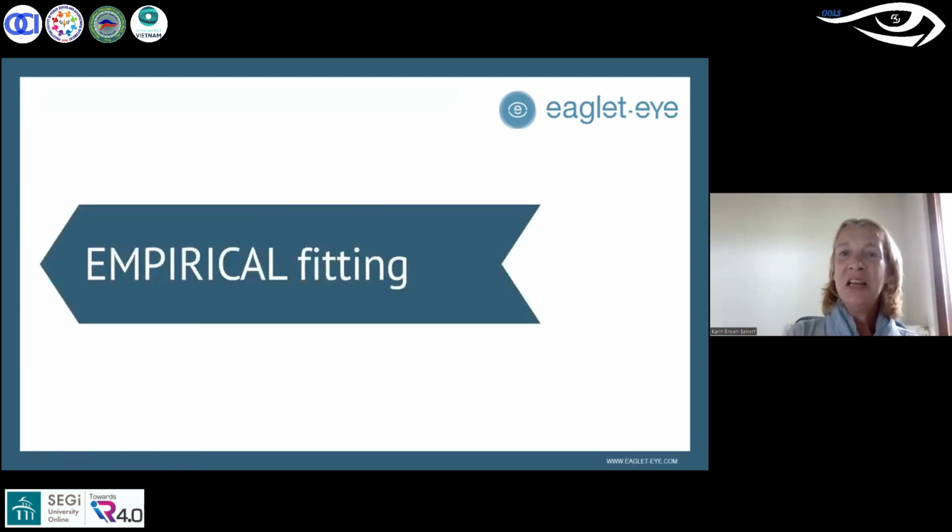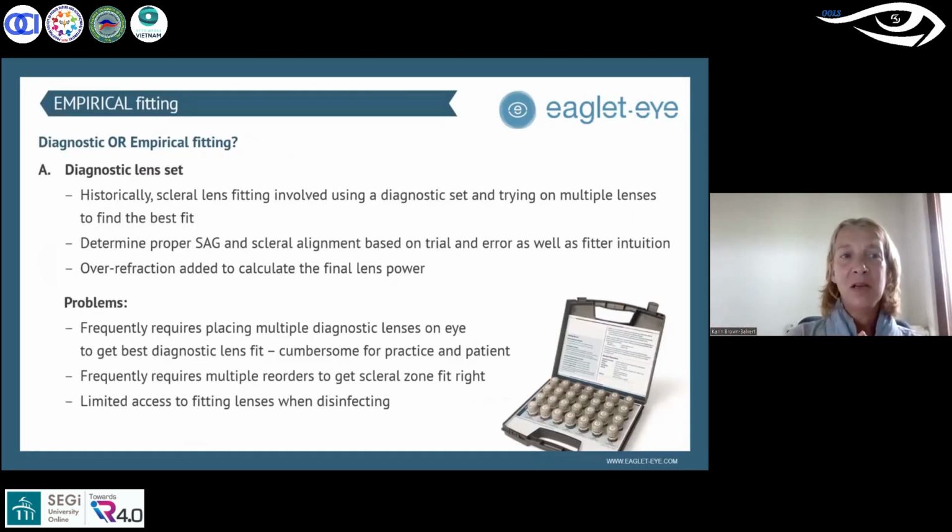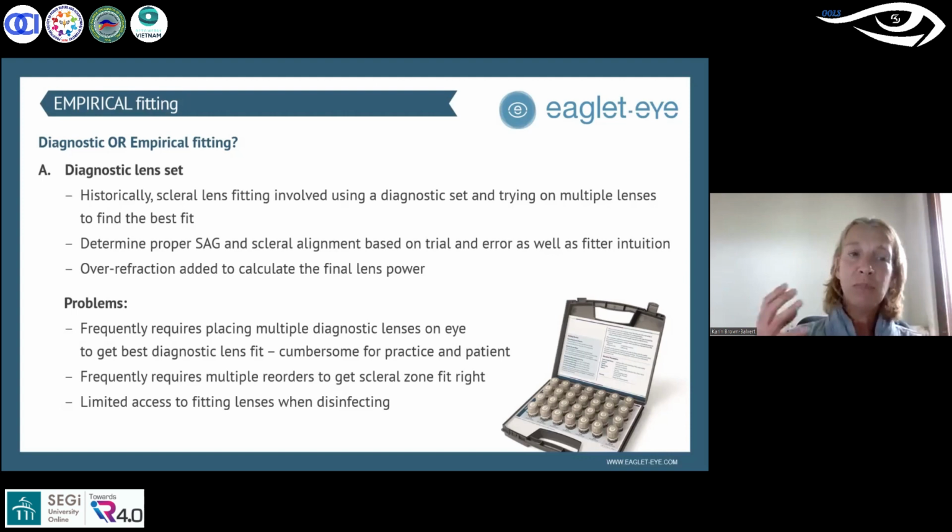So looking at diagnostic or empirical fitting. Historically, scleral lens fitting involves using a diagnostic lens set, and it works absolutely fine. Trying multiple lenses to find the best fit determines proper sag. Of course you get your basics. Some people use intuition, some people use the topographer, but to determine a proper sag or scleral alignment it is based on trial and error as well as intuition. Over refraction can be added to calculate the final lens power.